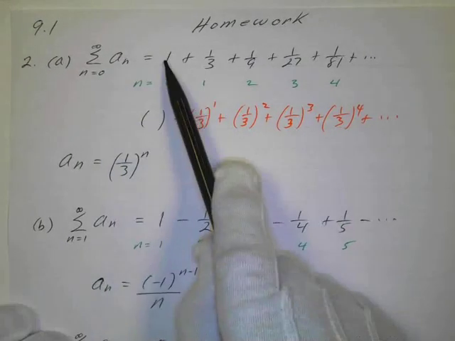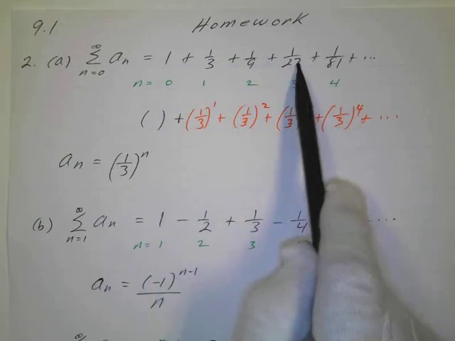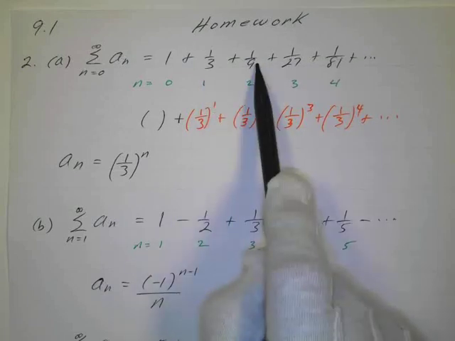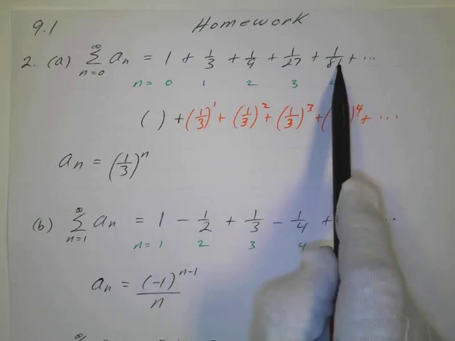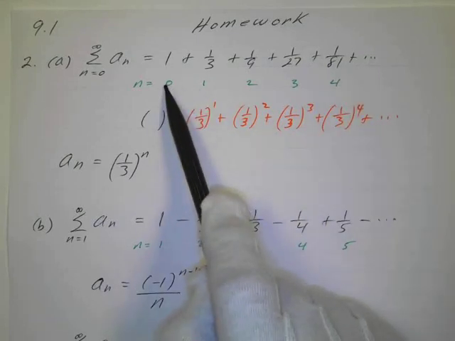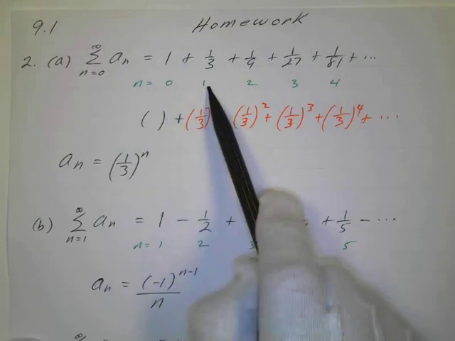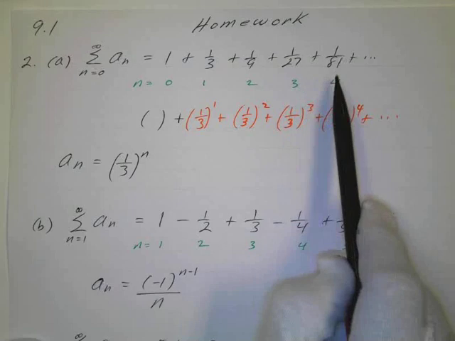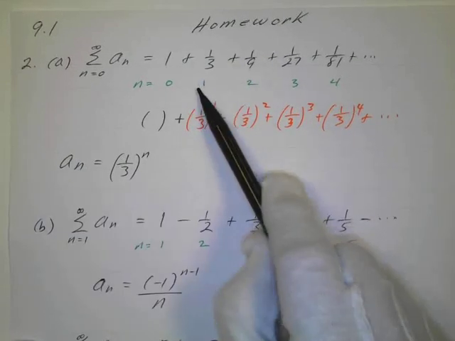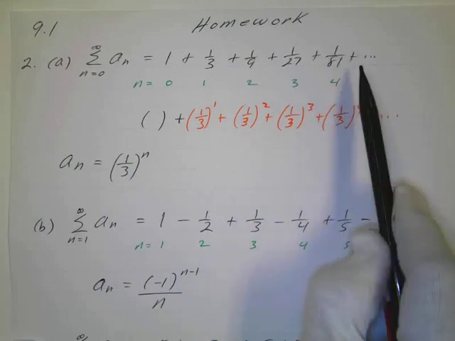My terms were 1 plus 1/3 plus 1/9 plus 1 over 27 plus 1 over 81. So I see something going on with 3's here. This looks like 3, and then 3 squared, 3 cubed, 3 to the 4th, and that's relative to n. That doesn't look too bad, except the 0 here is going to be kind of an issue. So I wrote my n equals 0, 1, 2, 3, 4. Again, this looks like 3 to the 1st, 3 to the 2nd, 3 to the 3rd, 3 to the 4th, and that's on the bottom.